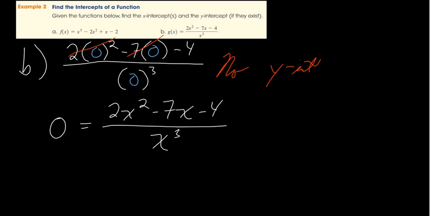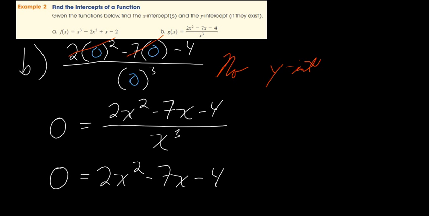But it's not that hard, because in order to begin this, I need to clear that fraction, right? So what's the first thing I'm going to do? I'm going to multiply both sides by x cubed. If I multiply both sides by x cubed, then my equation is just going to become 0 is equal to 2x squared minus 7x minus 4. And that's it.